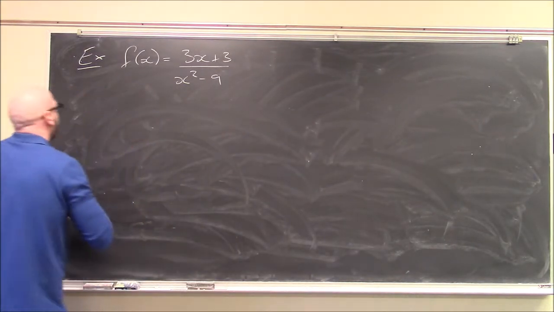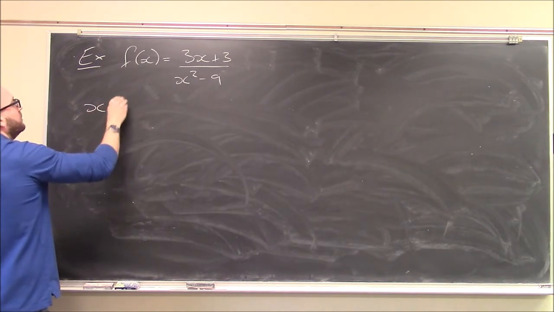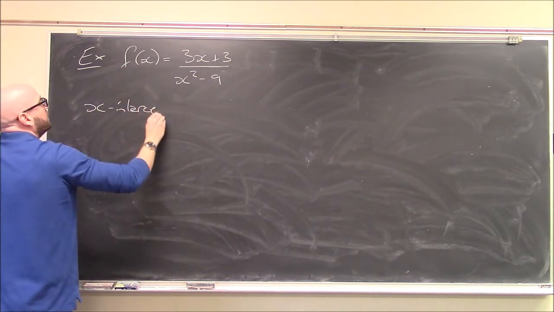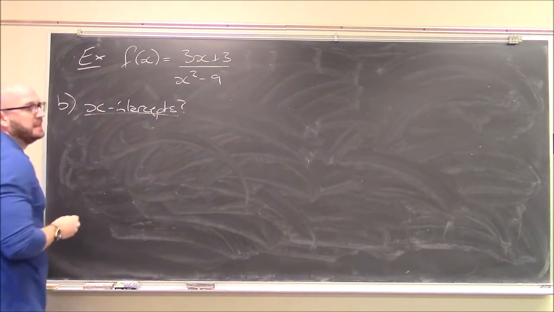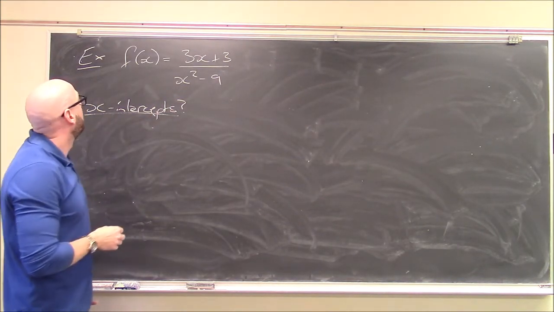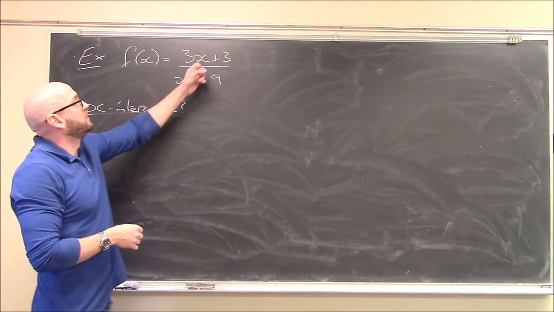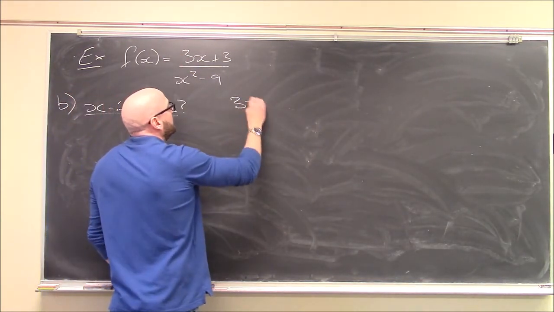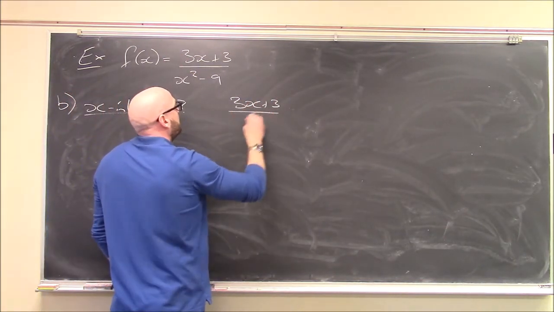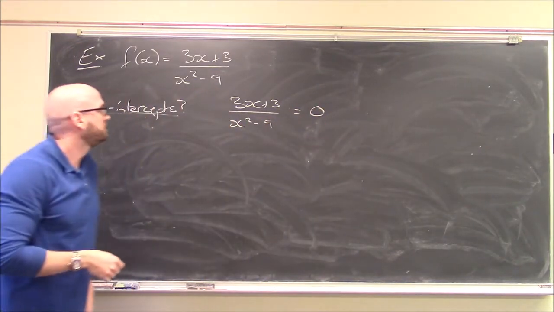How about the x-intercepts? So this will be part B. Find the x-intercepts. How do we find the x-intercepts? That's when y is 0, right? So that's asking what values of x we plug in that make this function equal to 0. So we're solving (3x plus 3) over (x squared minus 9) equals 0.